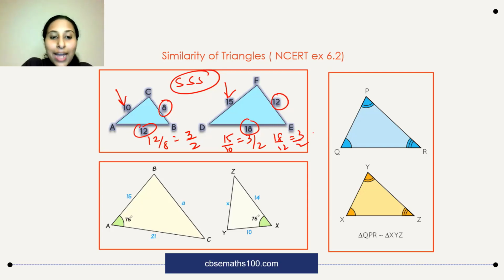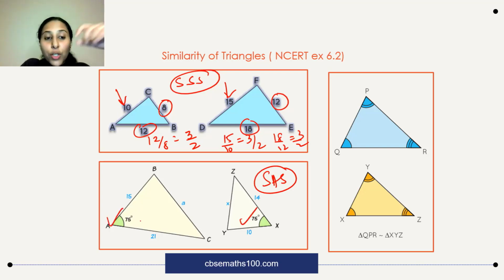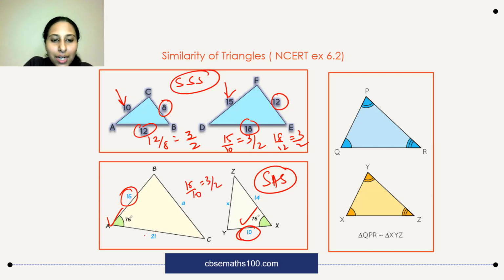Okay. Then you have SAS similarity. Here we are using SAS similarity. There are angles which are equal, A is equal to X, and you have sides which are in the same ratio. Again, look for the smaller side. Over here, the smaller side is 15. The smaller side over here is 10. 15 by 10 is 3 by 2. Here the smaller side is 21. Here it is 14. Check what is 21 by 14. It is again 3 by 2.